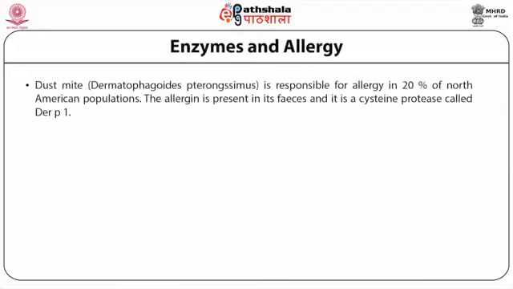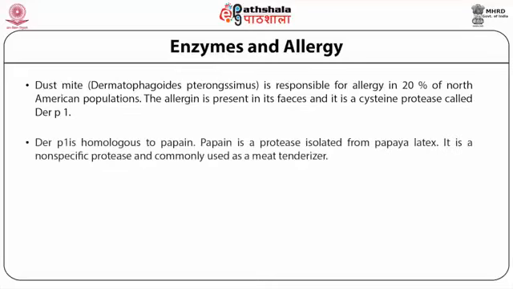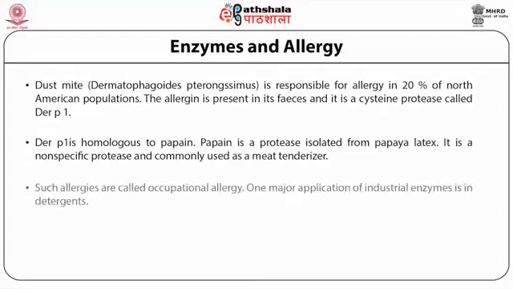Dust mite is responsible for allergy in 20% of the North American population. The allergen is present in its feces and it's a cysteine protease called Der p 1. Der p 1 is homologous to papain. It's a non-specific protease and commonly used as a meat tenderizer. The people isolating it routinely at a large scale develop allergy. Such allergies are called occupational allergy.